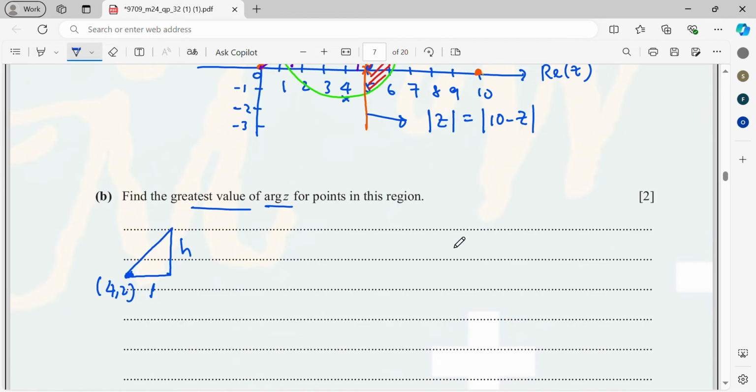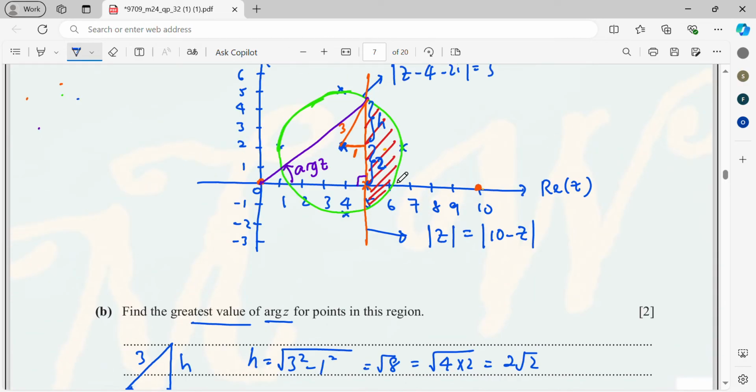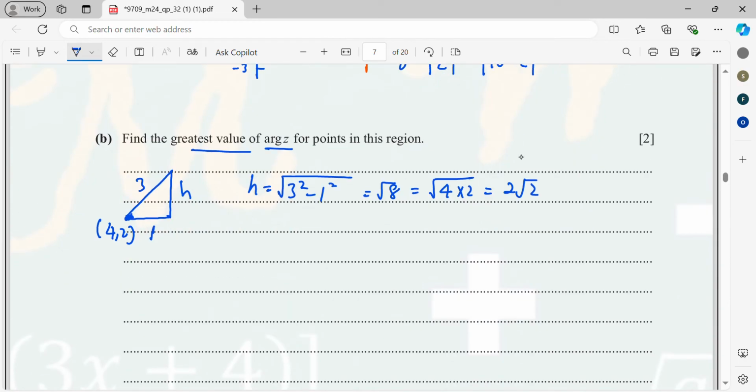So from here I need to find out what my h is. According to the Pythagoras theorem, h is the square root of 3 squared minus 1 squared. That is square root 8, which is the square root of 4 times 2, so you get 2 square root 2. So my h is 2 square root 2. And now I refer to the big triangle. This is my argument z.